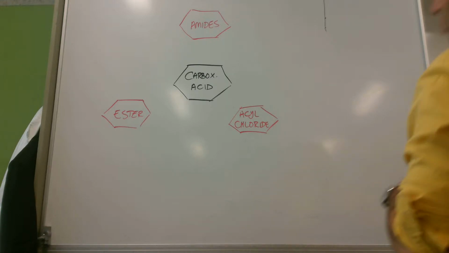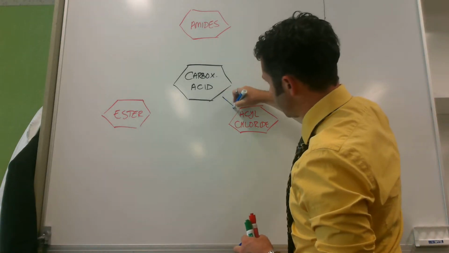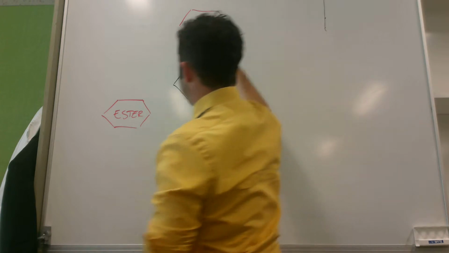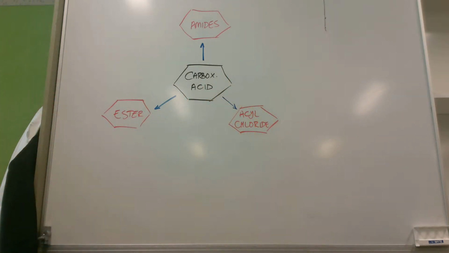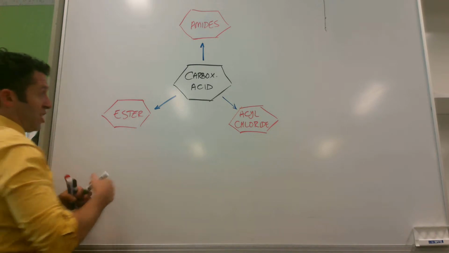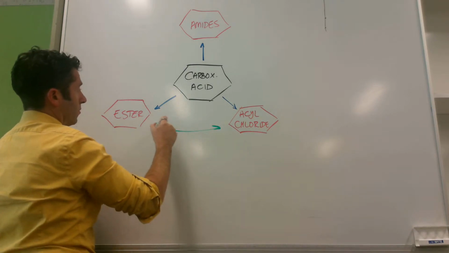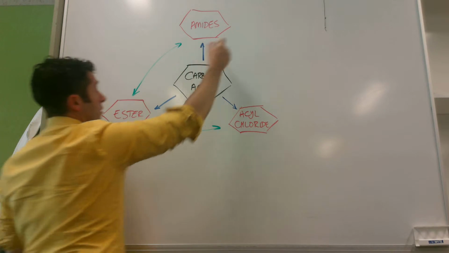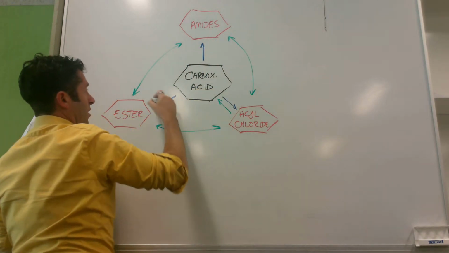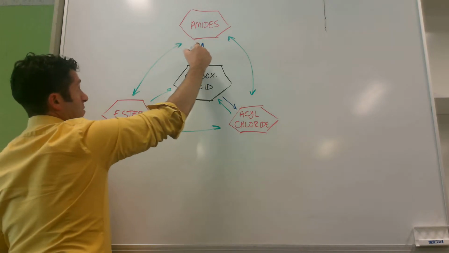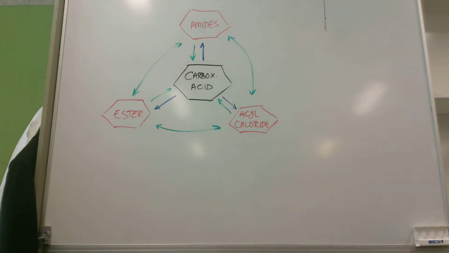So we're going to look at how to turn carboxylic acids into acyl chlorides, how to turn them into amides, and how to turn them into esters. We're also going to look at the relationships that these have with each other, if they do it all, and back to turning them into carboxylic acids perhaps. So we're going to be looking at this in a bit of depth.